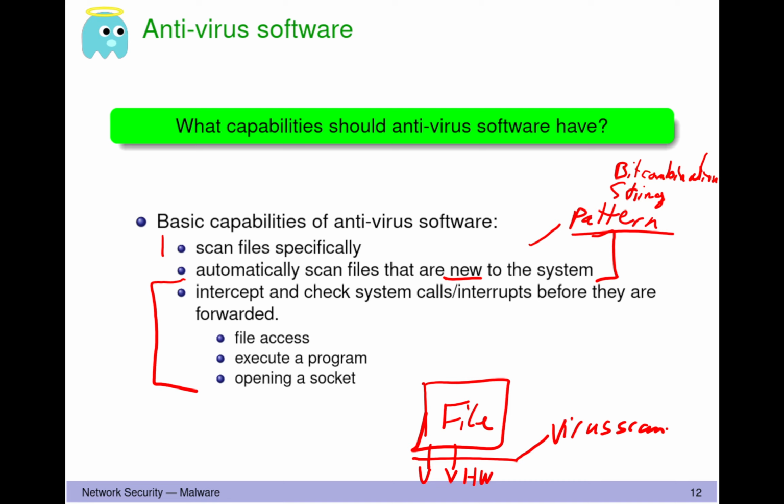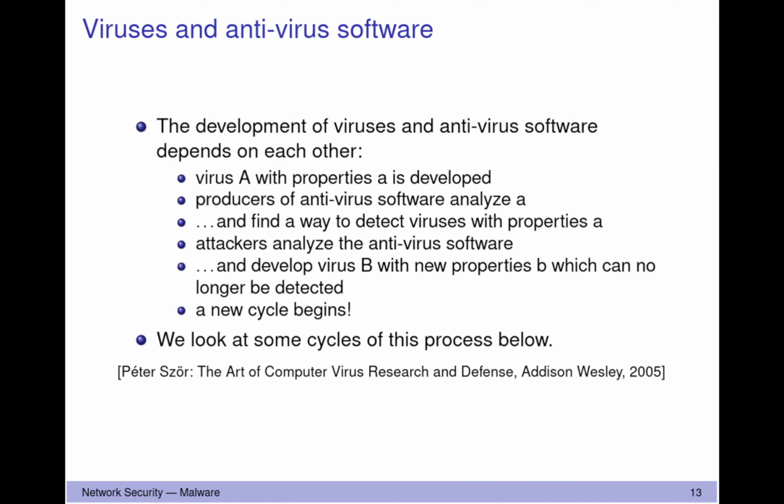So also here you have the static approach and the dynamic approach. Dynamic means that the file is executed and you observe its behavior, and the static approach is that you look at the file as it is and try to identify malicious patterns. So now there's a cat and mouse game.